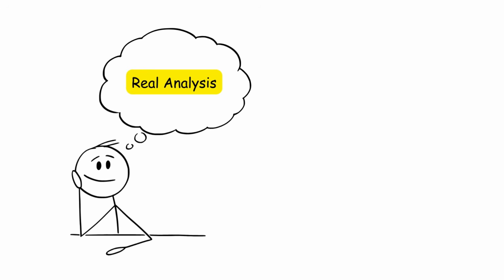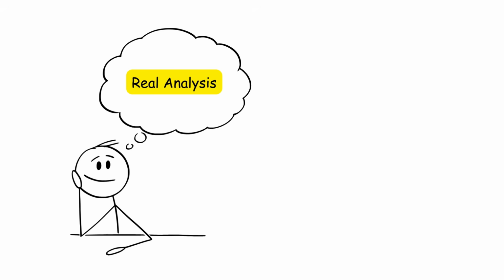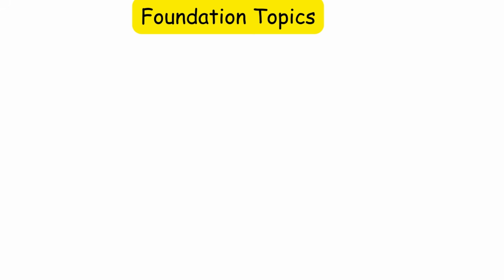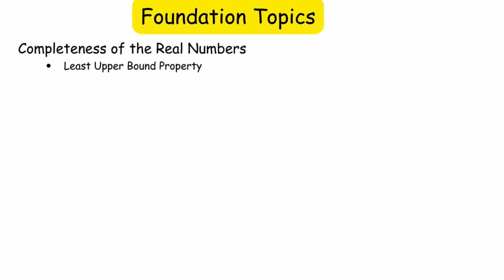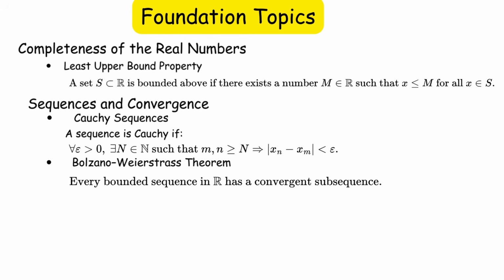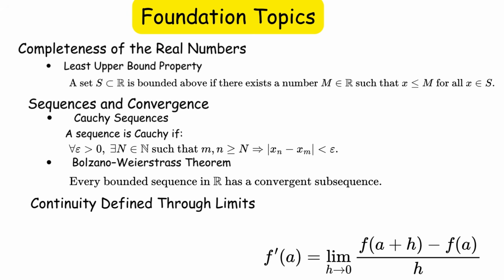Real analysis provides the rigorous foundations for calculus, formalizing notions of limits, continuity, and convergence through epsilon-delta definitions. Unlike calculus, it emphasizes proofs and the logical structure underlying differentiation and integration. Its foundations rest on the completeness of the real numbers, captured by the least upper bound property, sequences and their convergence, including Cauchy sequences and the Bolzano-Weierstrass theorem, continuity defined through limits ensuring that small changes in input produce small changes in output, differentiation and the mean value theorem, and Riemann integration.